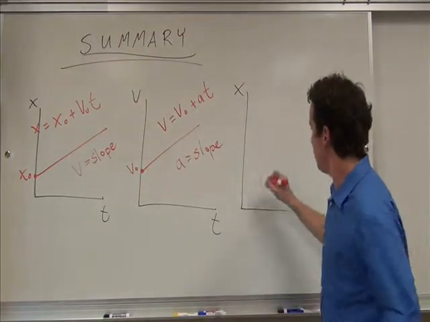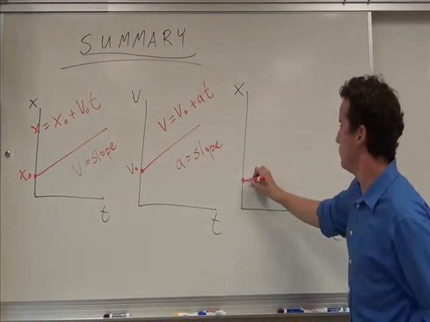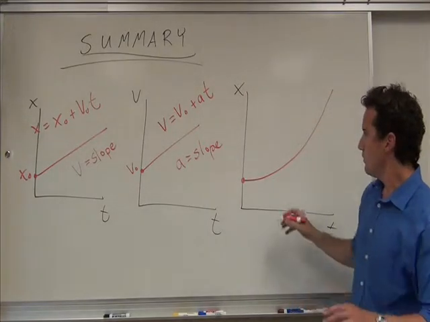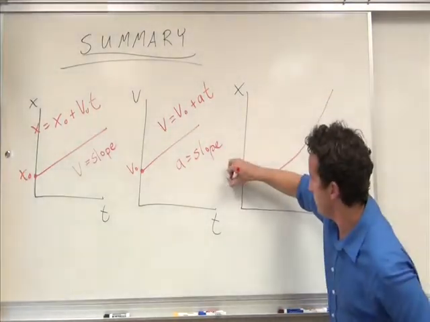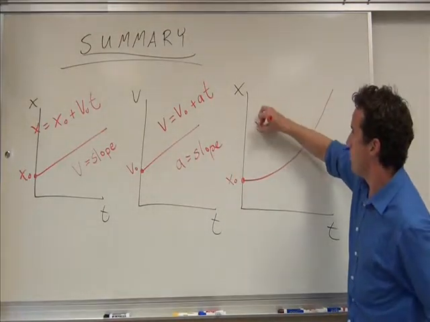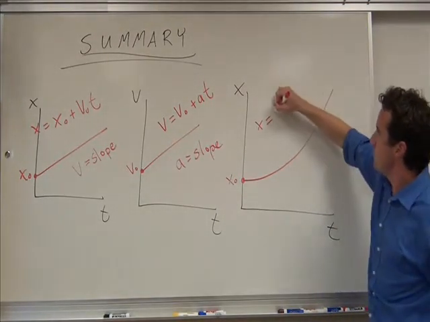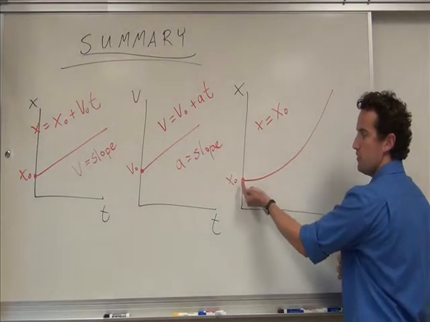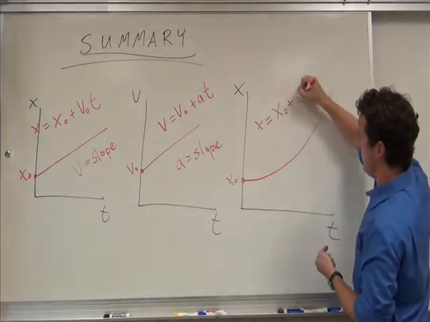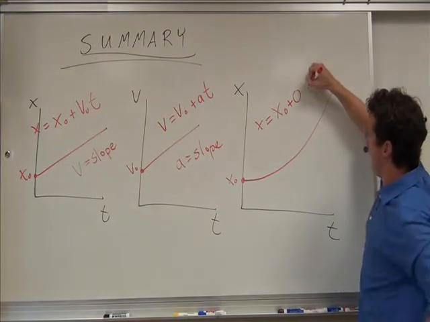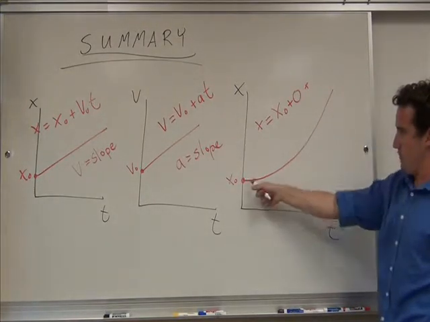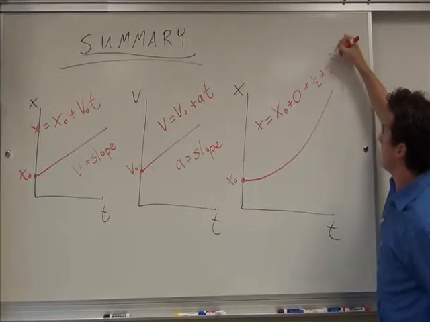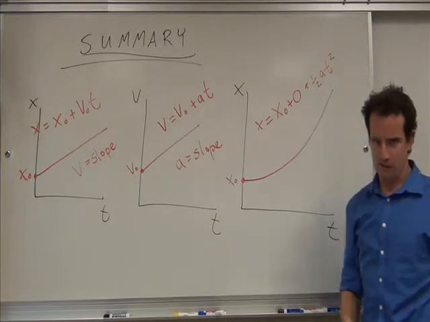And in the third case, I'm drawing this parabola. It looks like we start with an initial position, x0. So our formula x would be x0, but notice there's no initial slope, so there's no initial velocity times time, but there is acceleration, plus 1/2 at squared. There's your formula, as curvy as it is.